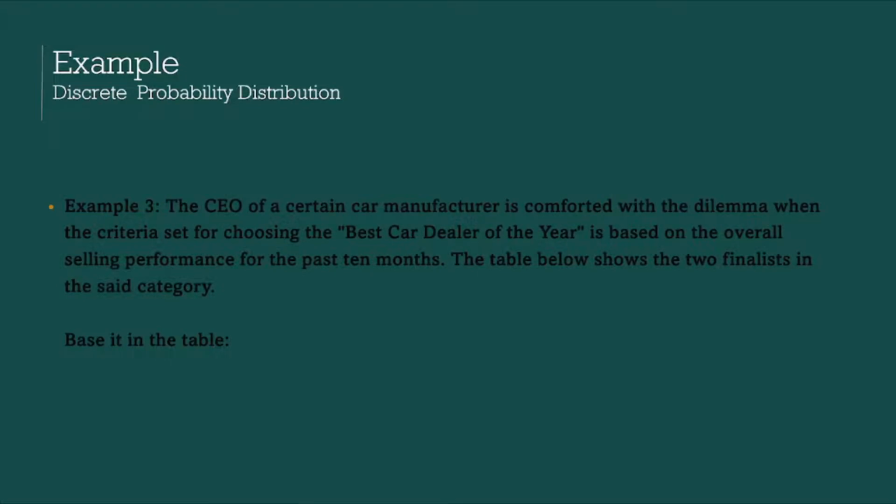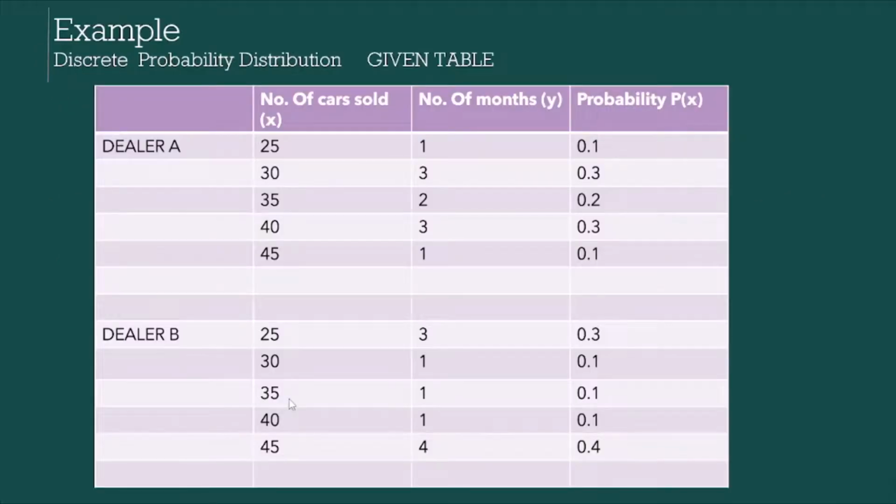Now here's another example, example 3. The CEO of a certain car manufacturer is confronted with a dilemma when the criteria set for choosing the best car dealer of the year is based on the overall selling performance for the past 10 months. The table below shows the finalists in the said category.